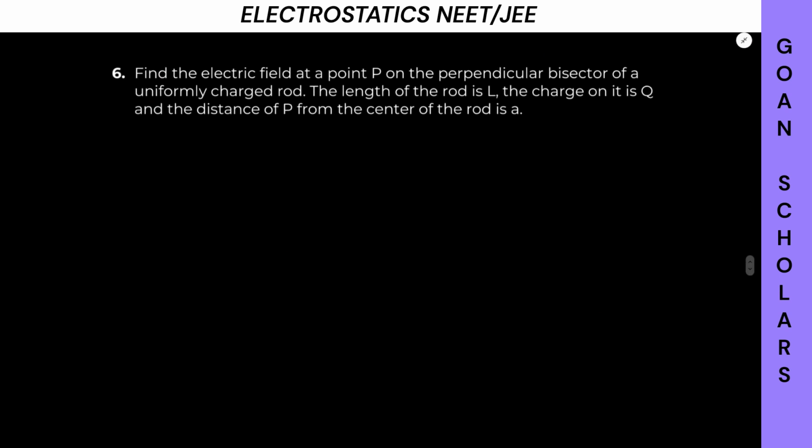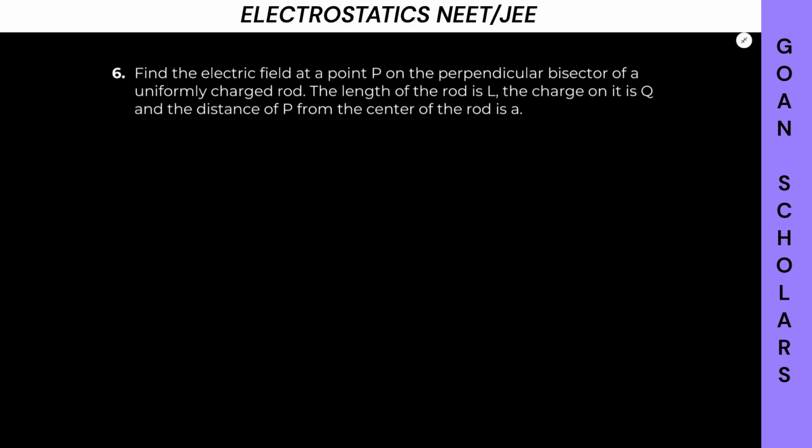Let's move to the sixth question. Question 6 says: find the electric field at any point P on the perpendicular bisector of a uniformly charged rod. The length of the rod is L, the charge on it is Q, and the distance of P from the center of the rod is a.